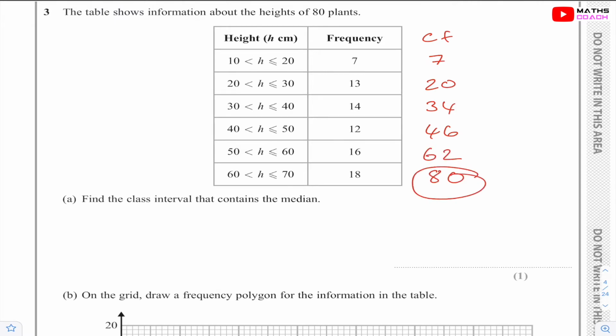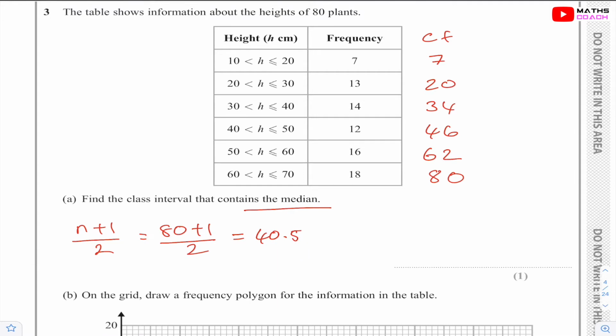And you will notice that this number is always going to be the same as that number. And that's also an indication for you that you've added these up correctly. Now, to find the class interval that contains the median, you could do n plus 1 divided by 2, and n is the total amount that you have. So that is 80 plus 1 over 2, which gives us 40.5. Now, it is the median. Often students make this mistake. They believe that the median is 40.5. It is not.